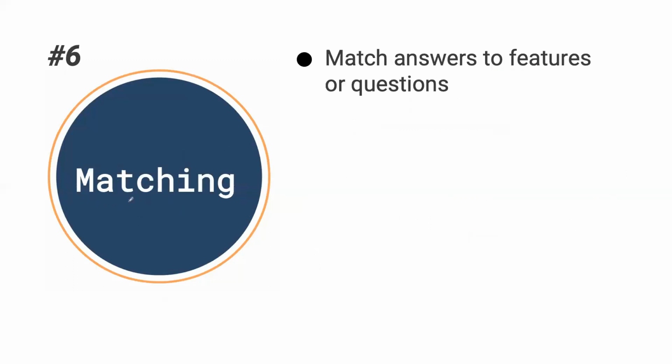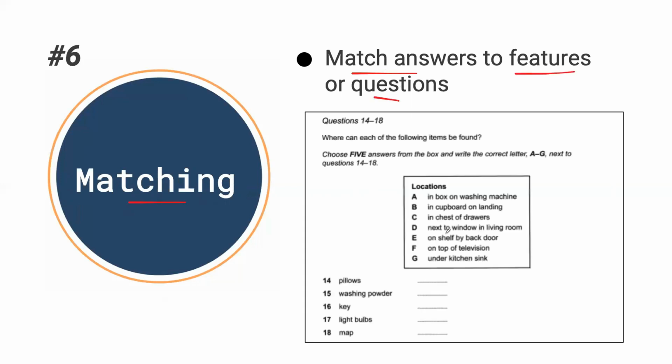Last but not least, we have the matching question types, and it's very self-explanatory. You'll have to match answers to features or questions. Now, here's an example. You may be thinking that this looks quite similar to the reading question of matching features, and you would not be wrong. It is quite similar, but you'll have to adapt your strategy to fit in with listening, because obviously we don't have anything to read here, so we'll have to find key words in our features and make sure that we are listening for these words.